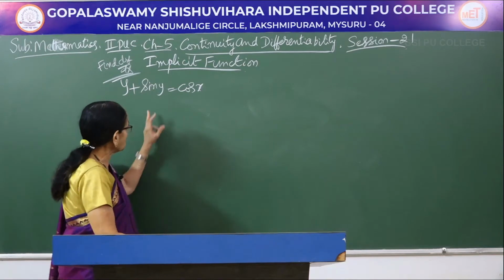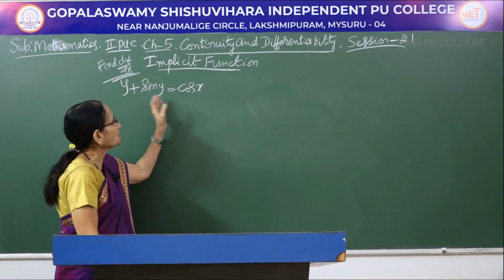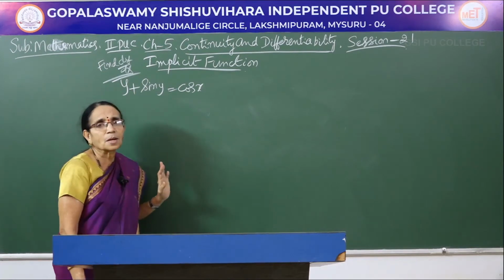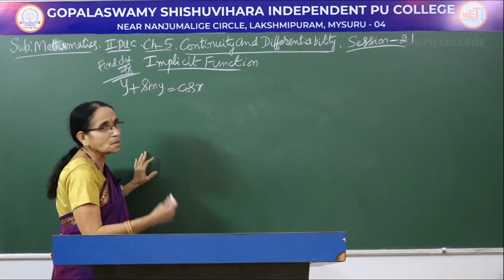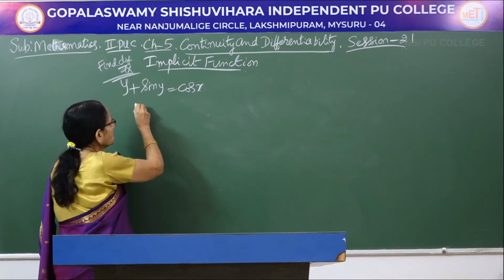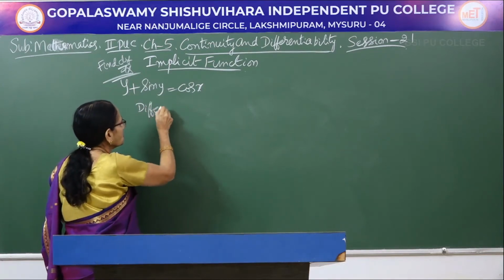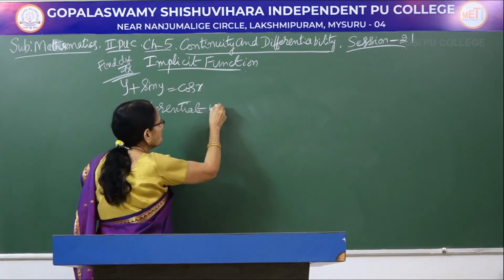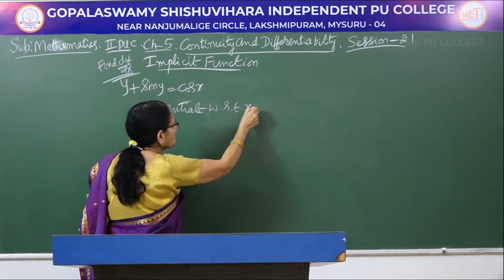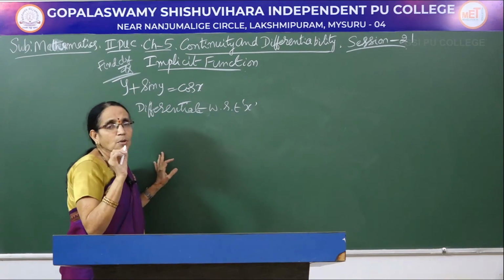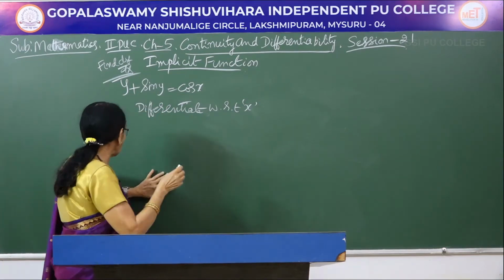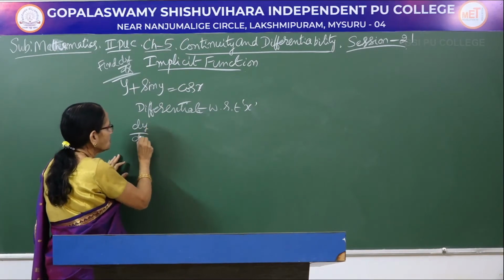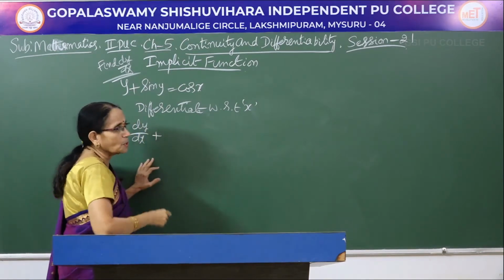Look here, this is what I told you. You cannot write y is equal to something because sin of y we are having. So, two terms are containing the variable y, isn't it? Now, differentiate with respect to x. That means each and every term has to be differentiated. First, y becomes dy by dx because it is a simple function.